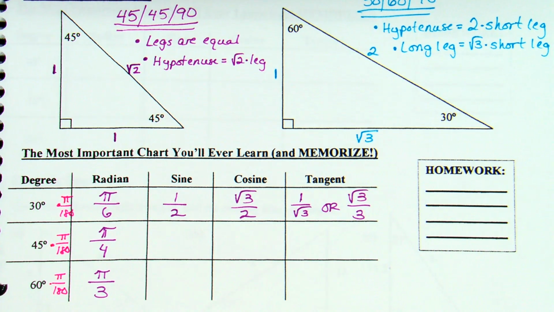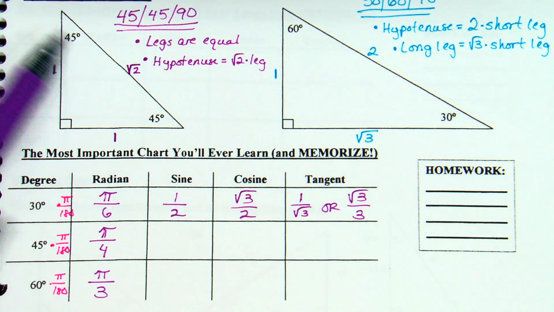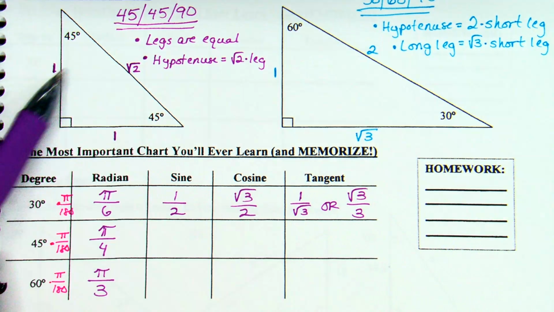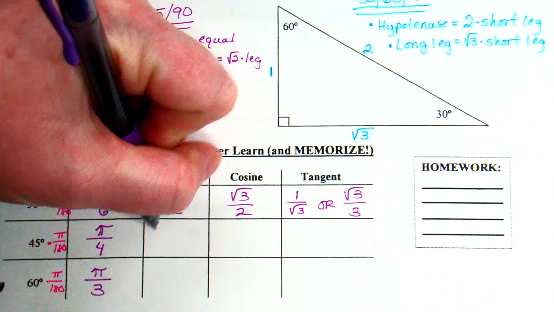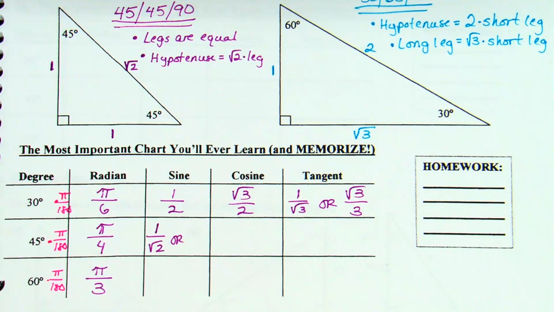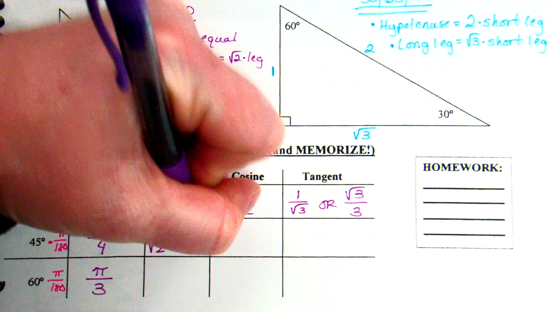45 degrees, pi over 4. Have you started filling them out? Now, does it matter which 45-degree angle I pick? Nope, doesn't matter. So, sine of 45 degrees, what do you got for me? 1 over square root of 2, opposite over hypotenuse. Now, same thing as previously. I will accept 1 over square root of 2, or what is that equivalent to? When you rationalize it, multiply it by square root of 2, it's square root of 2 over 2.